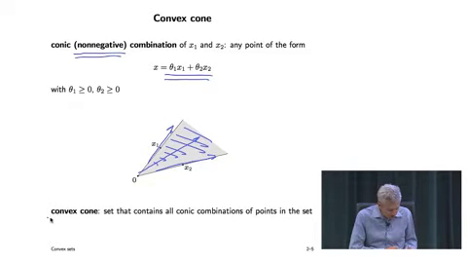And a convex cone is this. It's a set that contains all conic combinations of any 2 points in the set, period. So if you have 2 points in the set, all their conic combinations are in the set. So that's a convex cone.